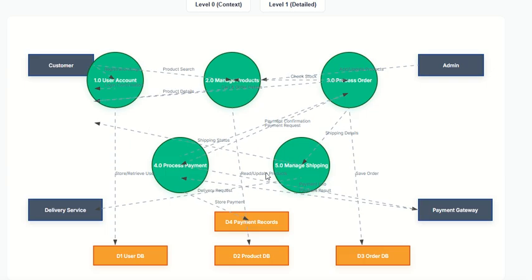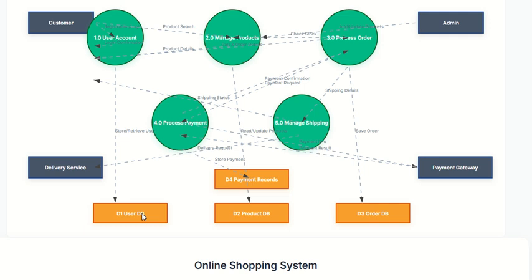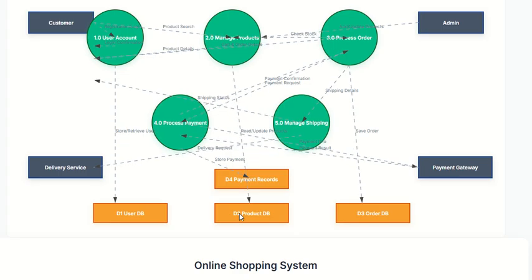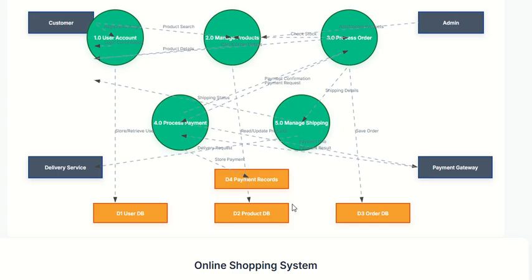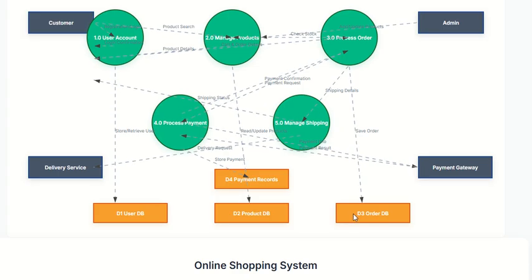The next is the data stores. So we have these data stores, which is D1, the user database. It stores customers' account details, login information, and registration information. Then D2 will be the product database, and it stores the product information, prices given by the admin, and also the stock updates. Then D3 will be the order database, and this stores the customer's orders. So from the customer's request, this will be the database which stores the order from the customer.